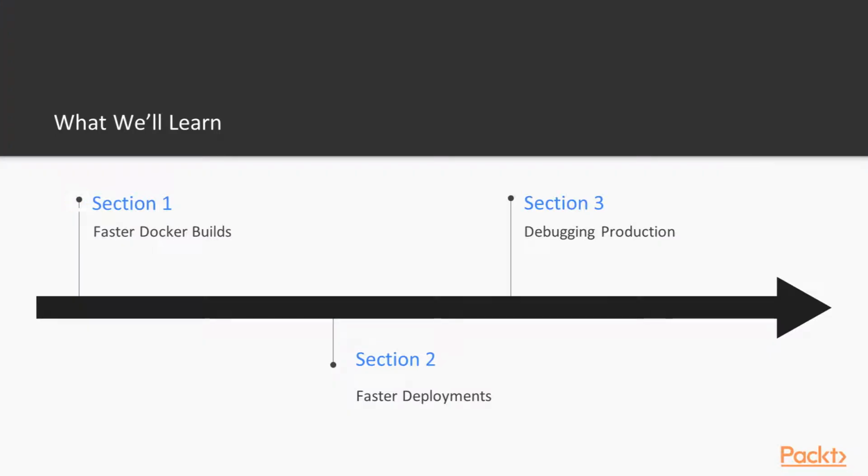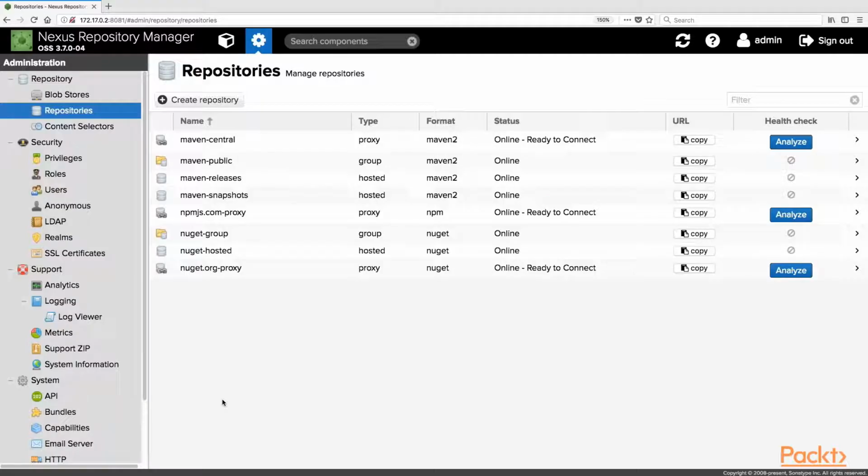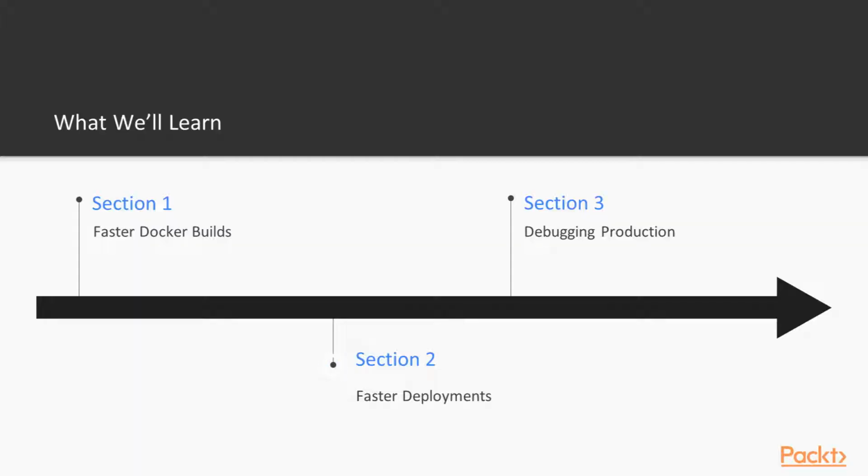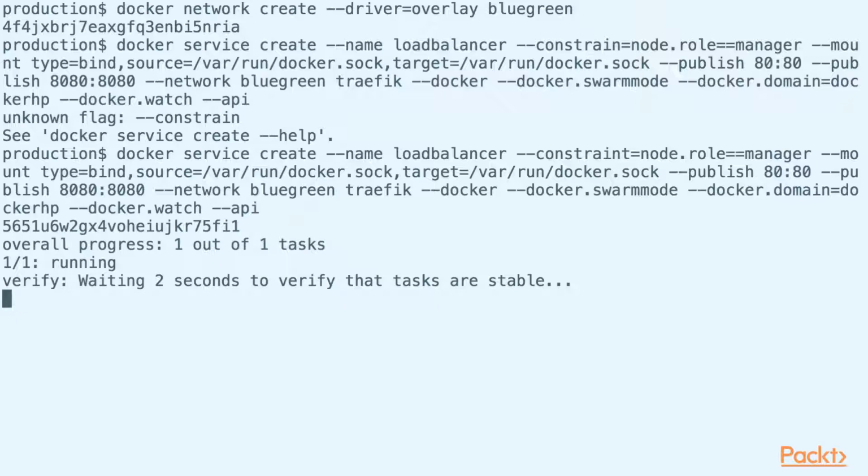The first section will show how to improve the build times of creating Docker images. We will look at setting up proxy repositories in Sonatype Nexus so that we have a local cache to download our dependencies from. The second section will show how to improve our deployments. We will learn how to deploy a load balancer so that we can set up blue-green deployments for our application. This reduces the risks to deploy applications and allows us to roll back when needed.